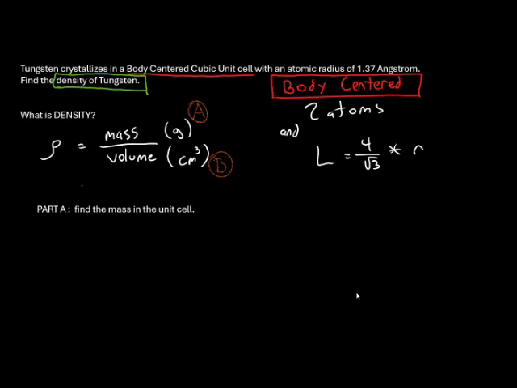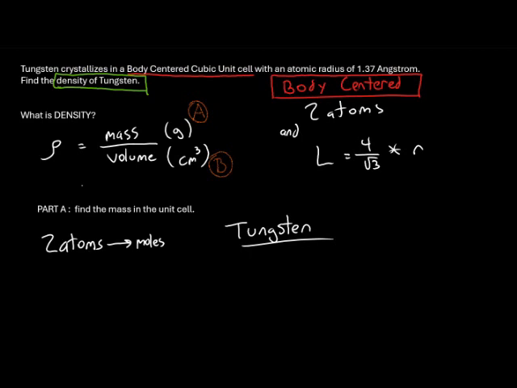We don't have a lot of information to go on, but we do know two things. We know there are two atoms inside the unit cell, and we also know that the atoms in question are tungsten. So what we'll do for part A is do a conversion. We will change the atoms to moles first. Generally, the cardinal rule in chemistry is if you don't know what to do, try going to moles first. And then we can go from moles to grams. So we will have two steps for a double conversion.